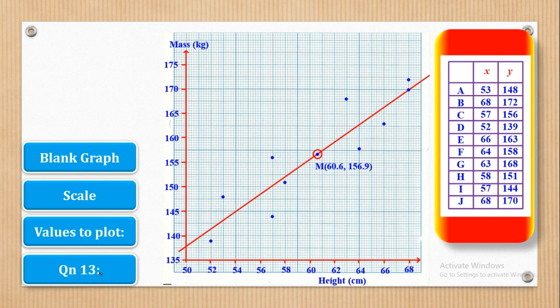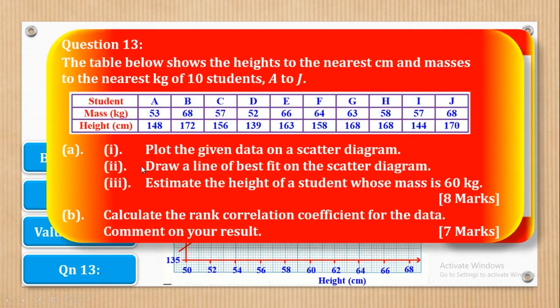So now we have finished Roman 2. Now we shall go to Roman 3. Roman 3 says, estimate the height of a student whose mass is 60 kilograms. Remember, mass was on the horizontal and height was on the vertical.